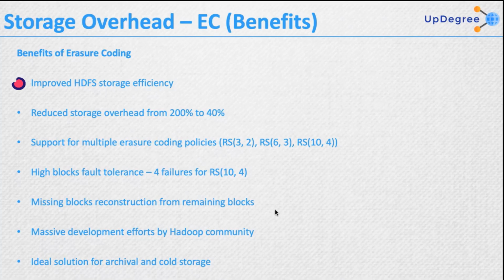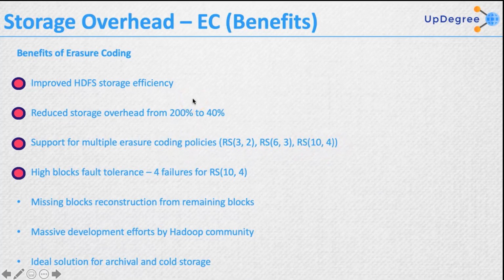Of course, we get improved HDFS storage efficiency, because we are reducing the overhead from 200% to 40%. Here we have support for multiple erasure coding policies, as I already told you, with the example of Reed-Solomon 3:2, 6:3, and 10:4. You can always add up the numbers to understand how many blocks you are going to have. So 3 plus 2 is 5, 6 plus 3 is 9, and 10 plus 4 is 14.